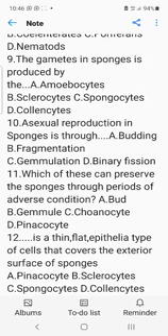A. Number 11. Which of these can preserve the sponges through periods of adverse condition? It is gemmule. The gemmule is formed through gemmulation, and it protects the sponges during unfavorable or harsh environmental condition. So the answer is what?